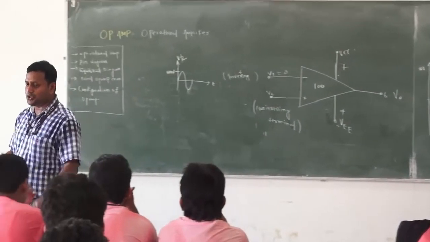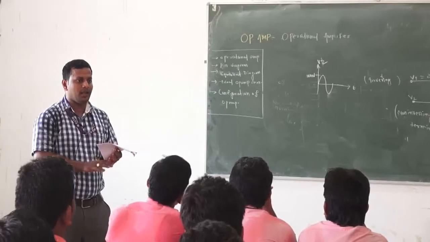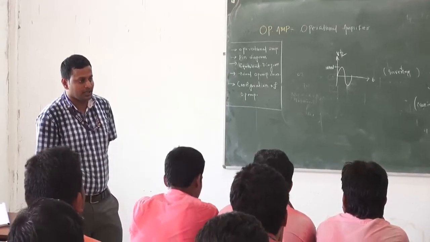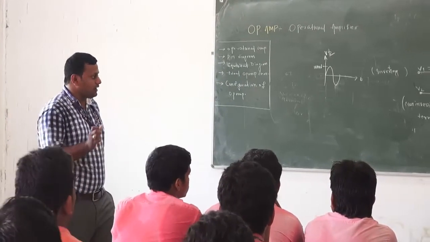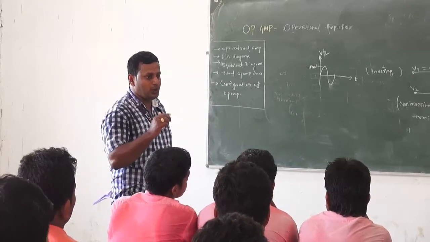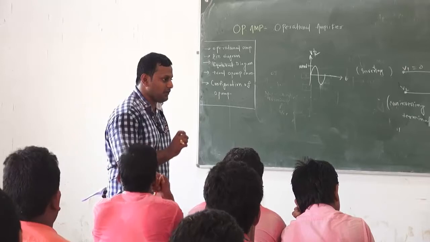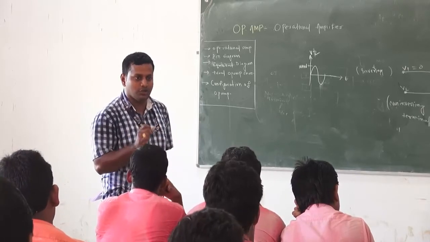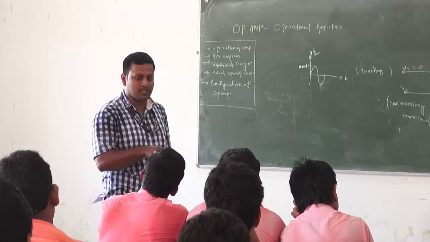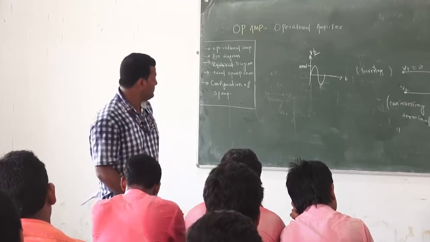At least all of you understood what an inverting terminal and a non-inverting terminal mean. Inverting terminal means the output will be inverted by 180 degrees. Non-inverting terminal means the output will not invert, that is, it will be in the same phase as the input. Right?